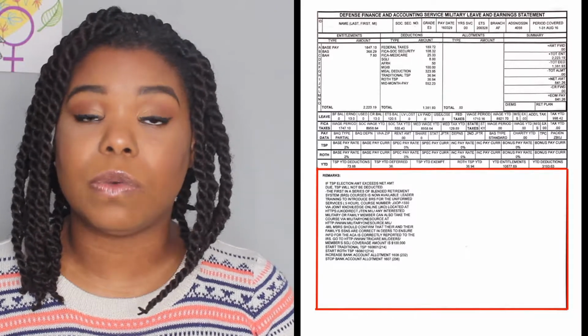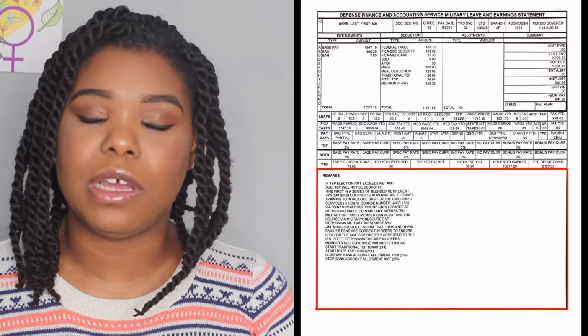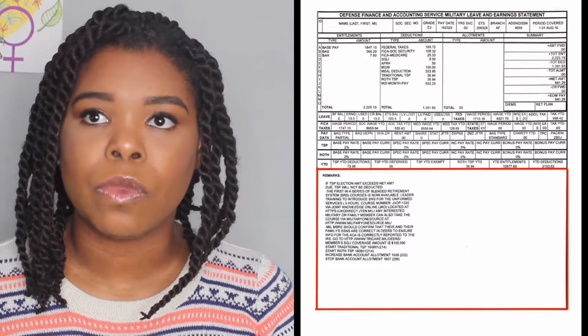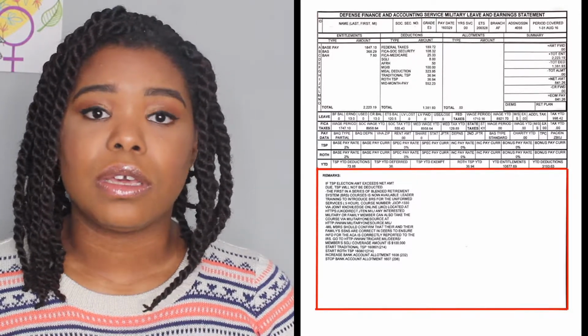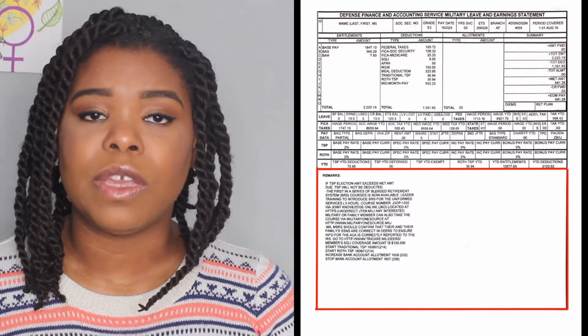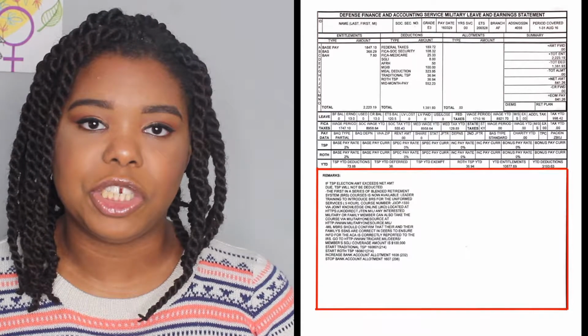So let's say you went in and started an allotment. In the remarks section, it would say allotment started on this date. Or let's say you got married or got divorced or you moved out of the dorms. It would tell you your BAH information changed.